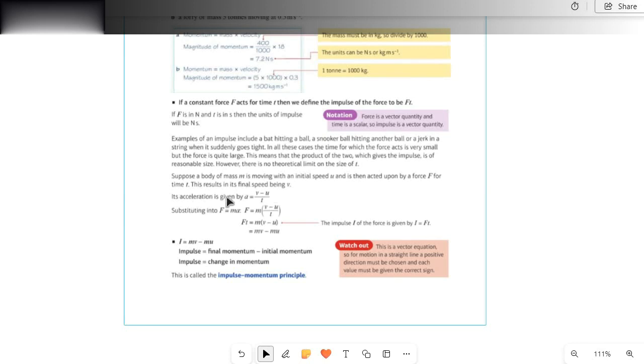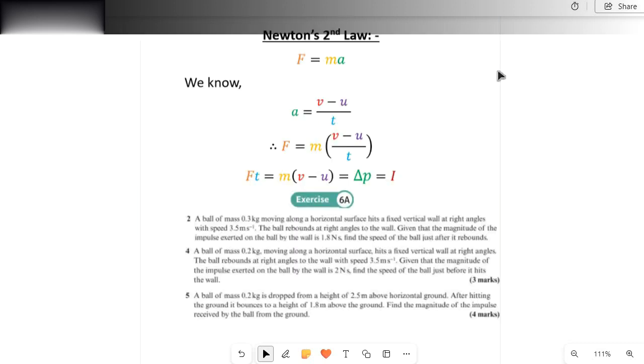Its acceleration is given by a equals v minus u divided by t, and substituting F equals ma, F equals m multiplied by (v minus u) divided by t, and so we get Ft equals m multiplied by (v minus u), and this is mv minus mu. So I equals mv minus mu, which is final momentum minus initial momentum, or the change in momentum. This is called the impulse momentum principle.